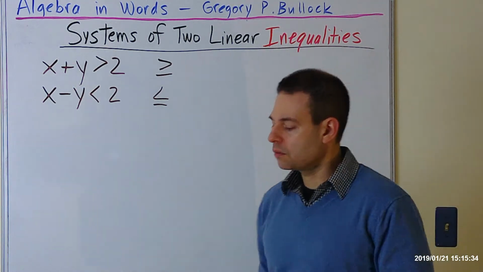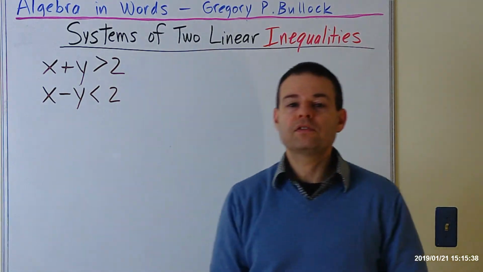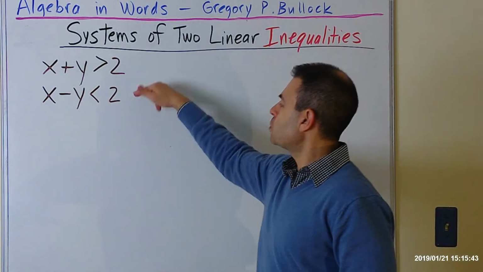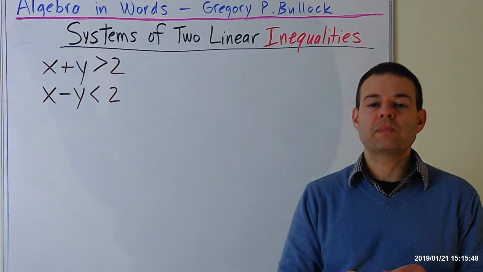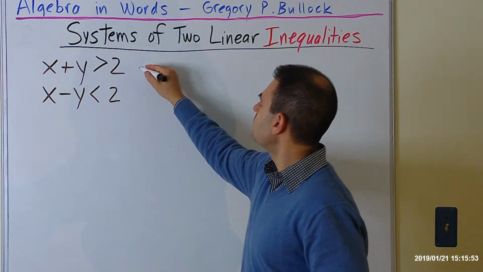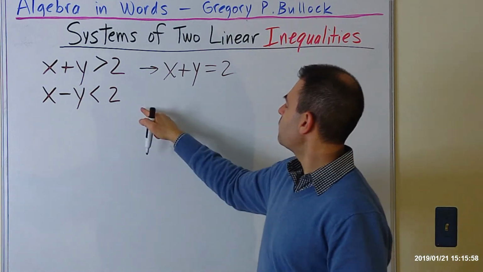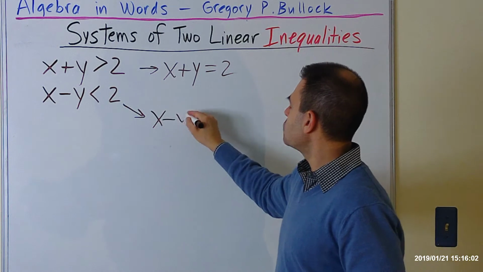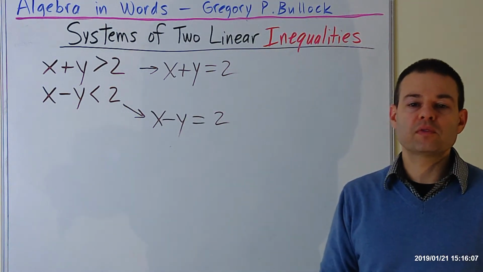If you notice, I have two inequalities and two variables up on the board, the first one and the second one. Let's do the first step, which is simply to make them equations by putting in equals for the inequality symbol. For this one, it's going to be x plus y equals 2. And for this one, it's going to be x minus y equals 2. So we did the first step. We converted them to equations.